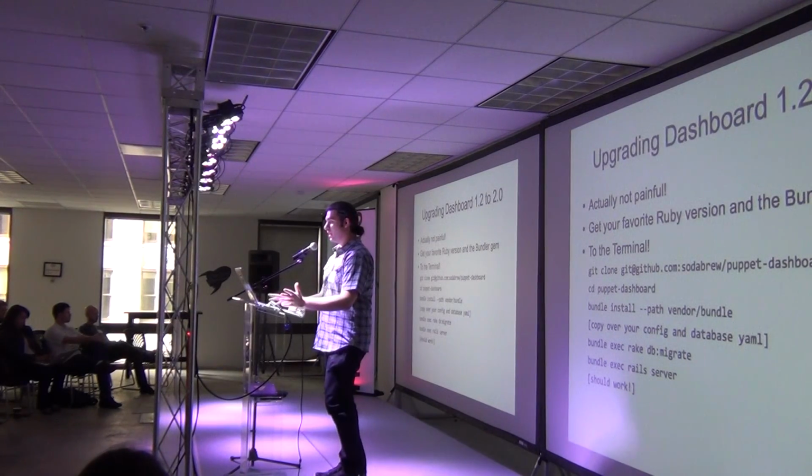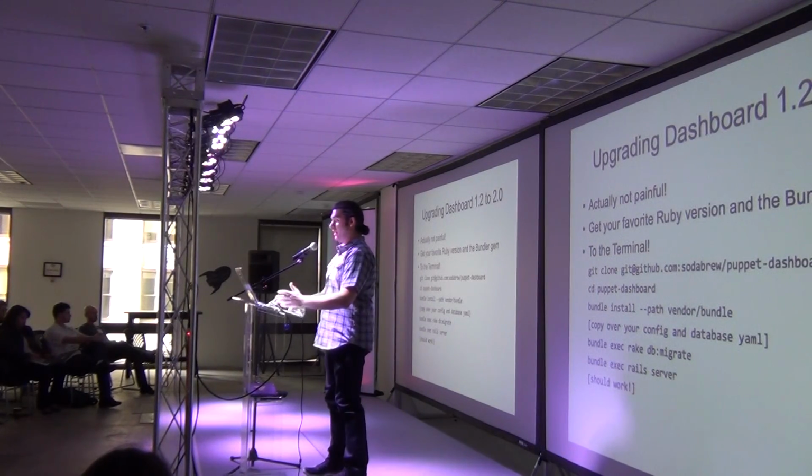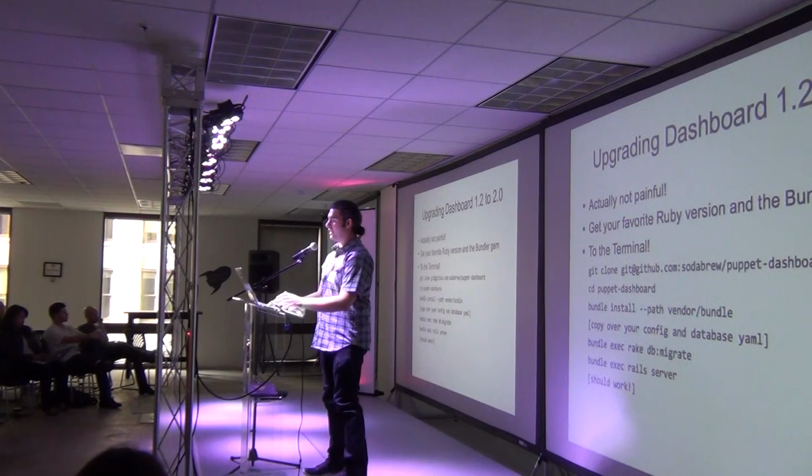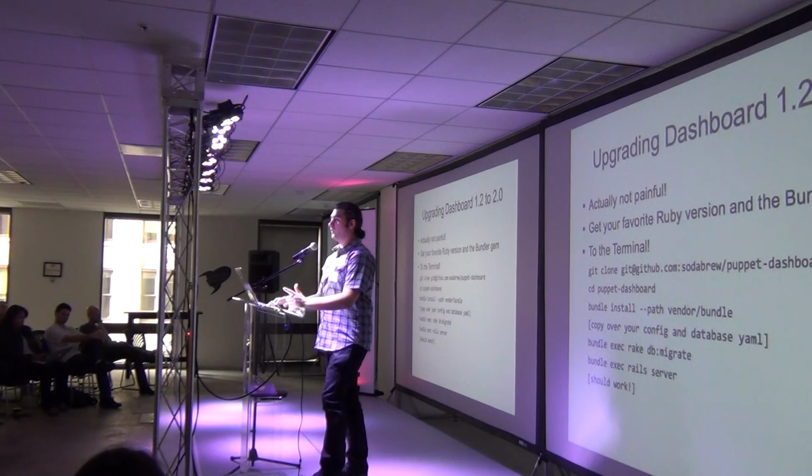Upgrading is not at all painful. Pick your favorite Ruby version. We now rely on Bundler as well. Go to the terminal, clone the files, do a bundle install locally, and then copy over your configs and run a db migrate, a super simple set of migrations, just a couple of additional things, and a bunch of performance tweaks as well. So if you were having performance problems with old Dashboard, a lot of those are resolved in Dashboard 2, not all of them. The reporting schema is still pretty terrible. That's on my next list. And bundle exec rails server, so it'll run under thin or under Passenger or any of a number of Rack containers.